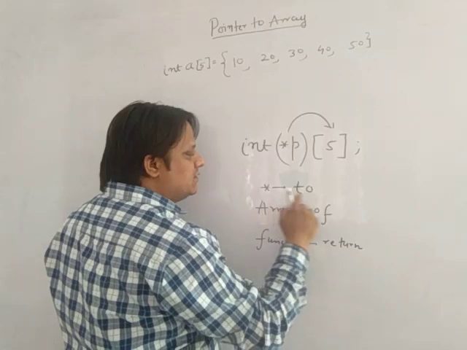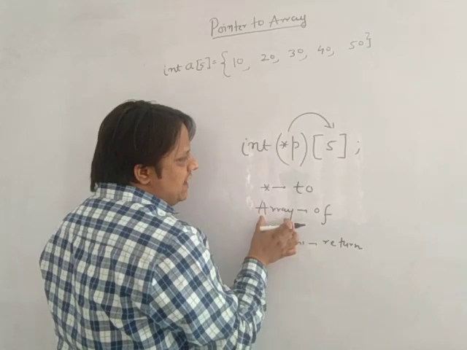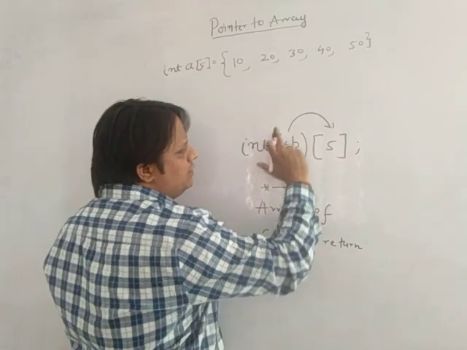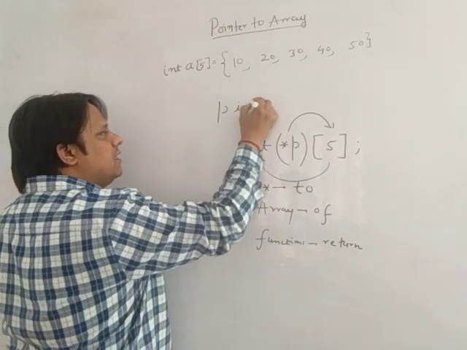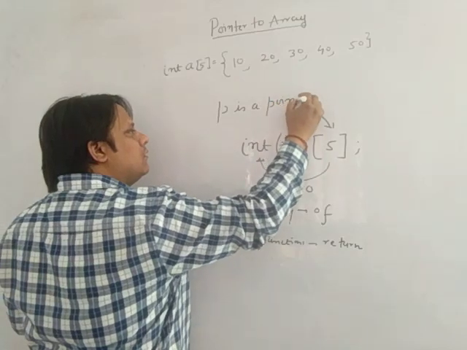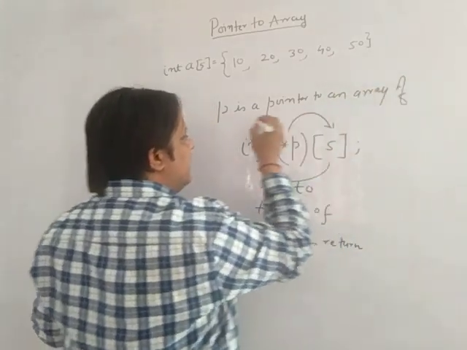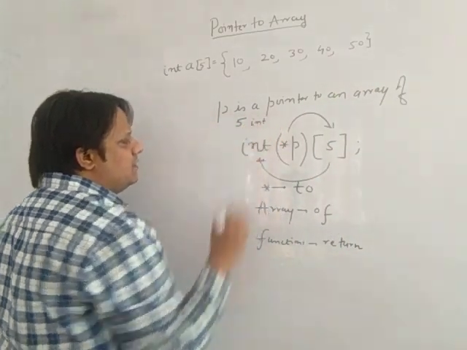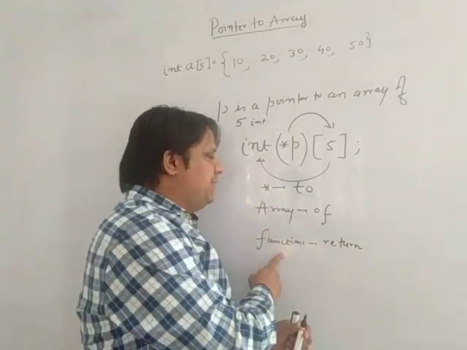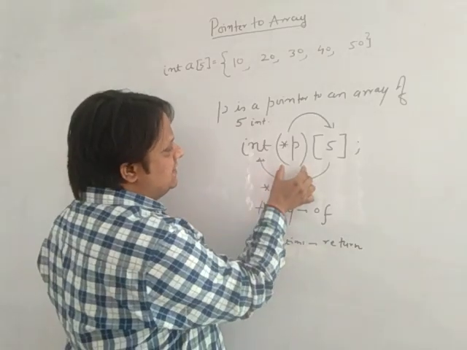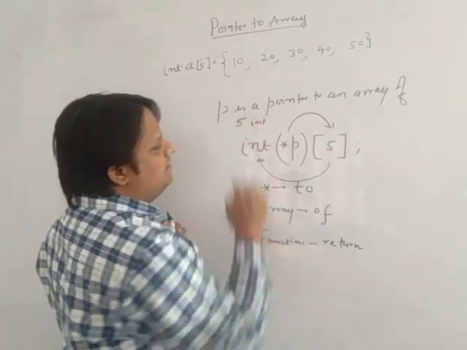What do we use with a pointer? We use "to". So p is a pointer to what? To an array. And what do we use with an array? We use "of". So p is a pointer to an array of 5 integers. I am writing: p is a pointer to an array of 5 integers. Again, with pointers you use "to", with arrays you use "of", with functions you use "return". So since p is inside this bracket, p is a pointer to an array of 5 integers.